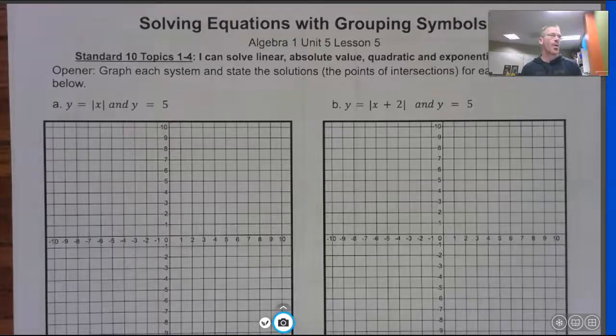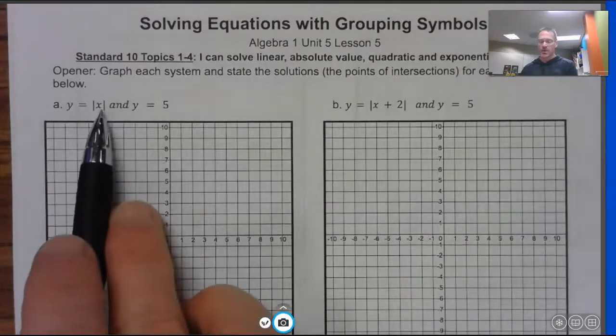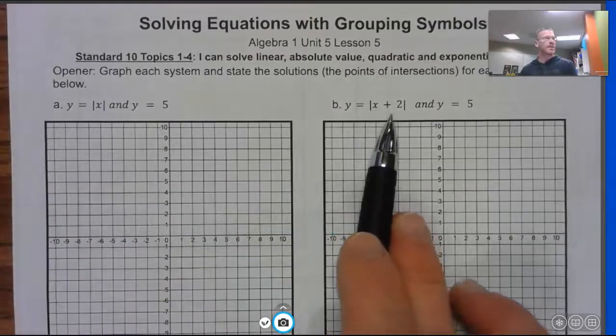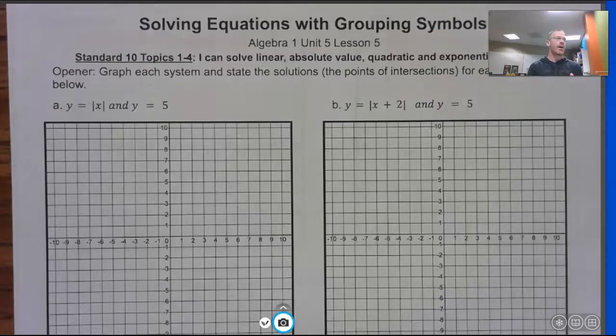All right, and more solving. Now what we're going to focus on today is what happens when we solve an equation where we have more than just x inside our grouping symbols. For example, you see that inside our absolute value is just an x here, but here we have x plus 2. Now we've talked about how to graph that, but now what we want to do is see how that translates to our solving process.